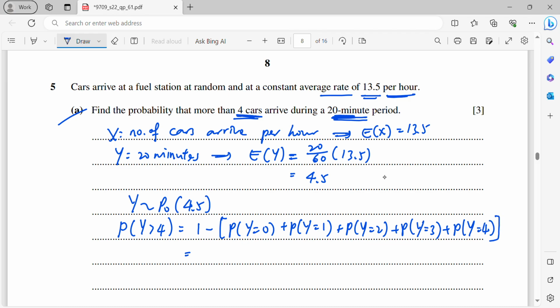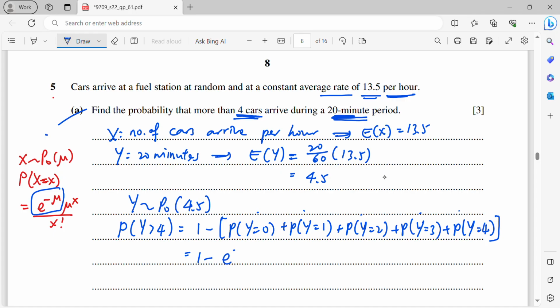Alright, so for the Poisson formula, from the previous question, P(X = x) equals e to the power of minus mu, mu to the power x over x factorial. So that's the formula for the Poisson probability. So now I will get 1 minus, okay, when you look at all this, you have to count all these 5 probabilities. The e to the minus mu is a constant. Therefore, I can just factorize the e to the minus mu.